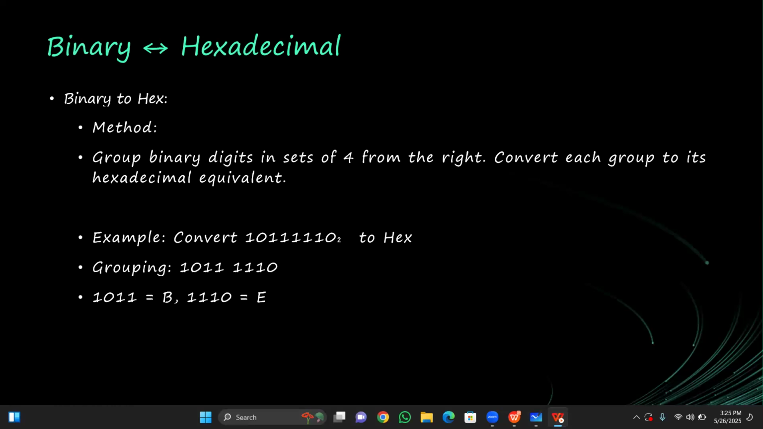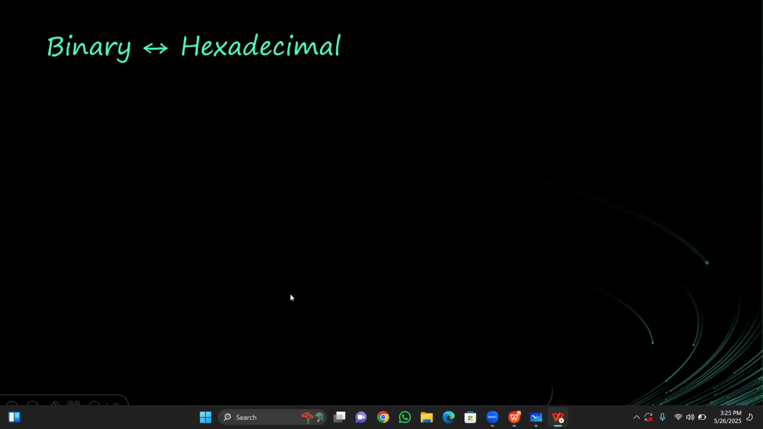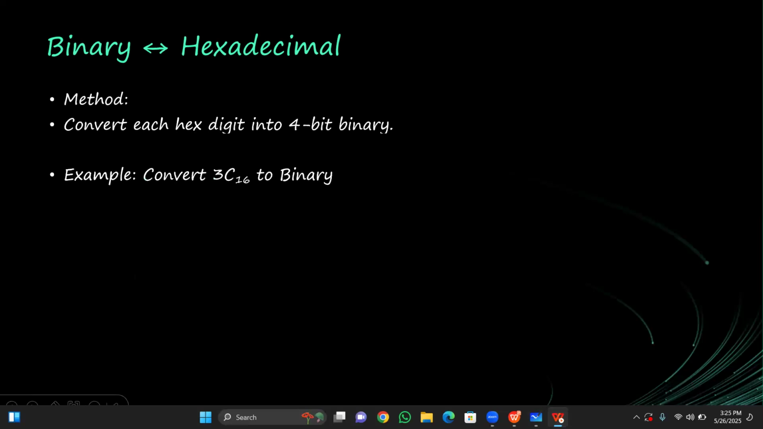So I want you to do this yourself. If you don't get it, you reach out. All right? Do it yourself. And the result is BE base 16. Okay? So you can also convert each hexadecimal digit into 4-bit binary. So if you have a hexadecimal value like this, 3 and C, first of all, you convert the 3 into 4-bit binary. You know how to do that.